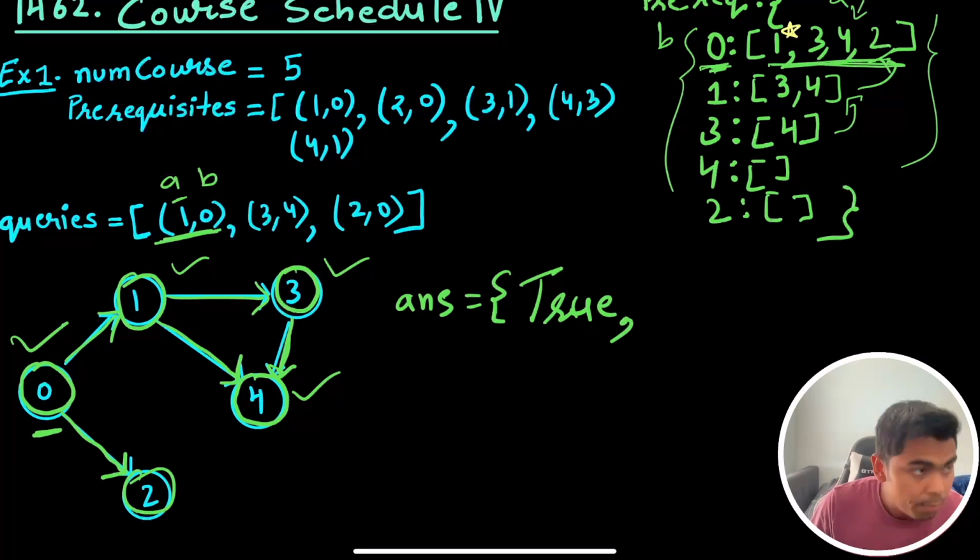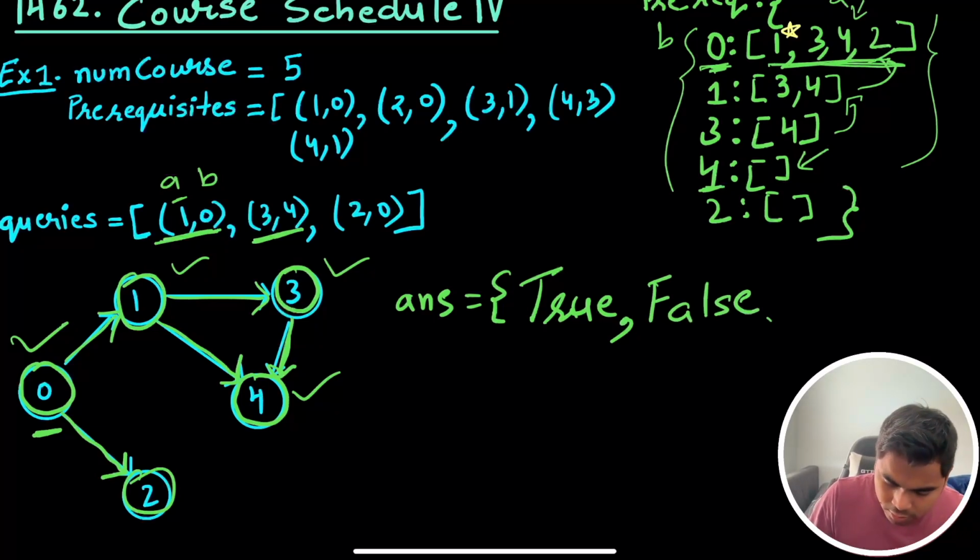All right. How about second query, which is 3 and 4? Is 3 a prerequisite of 4? So let's go to 4. And does 3 exist in 4's prerequisite set? No, it does not. There is no value in there. So I will mark it false. See, although 4 is a prerequisite of 3, 3 is not the prerequisite of 4.